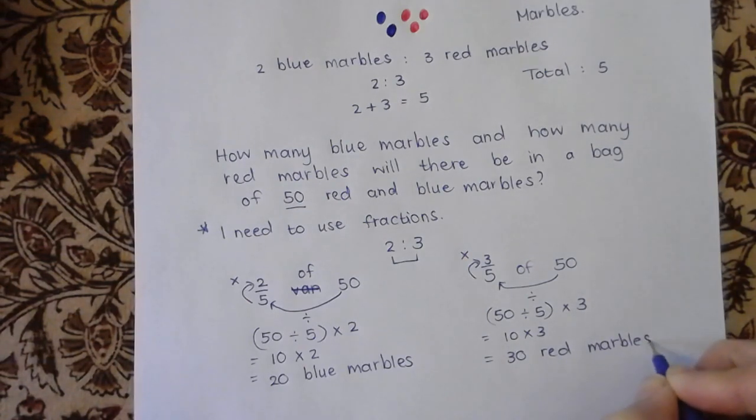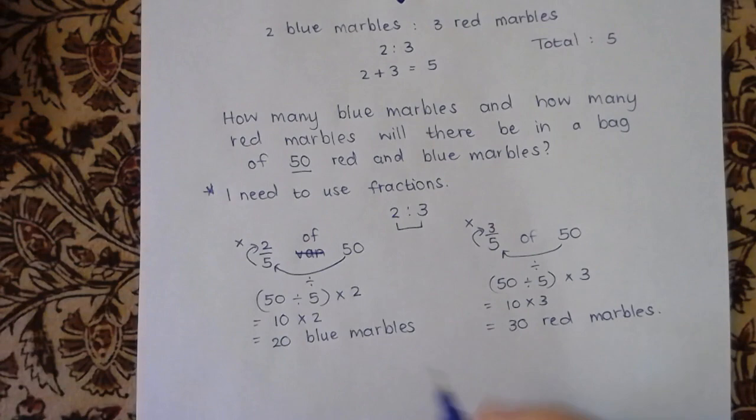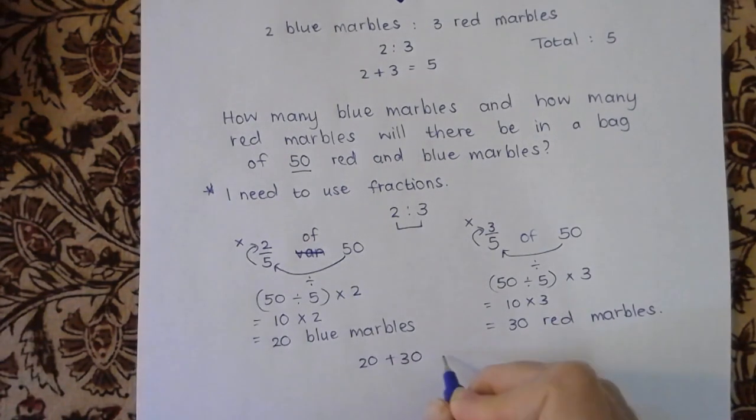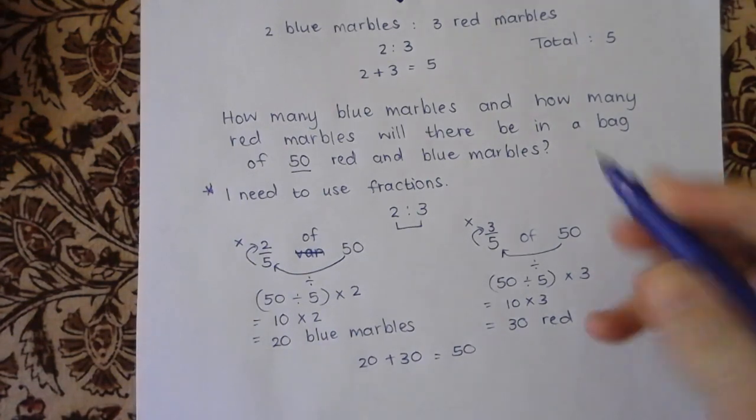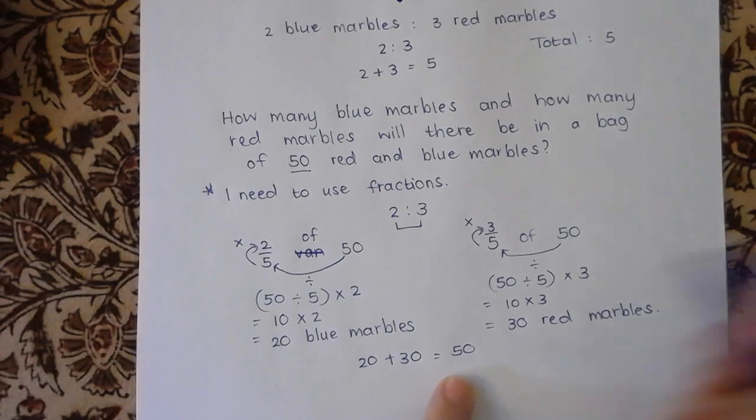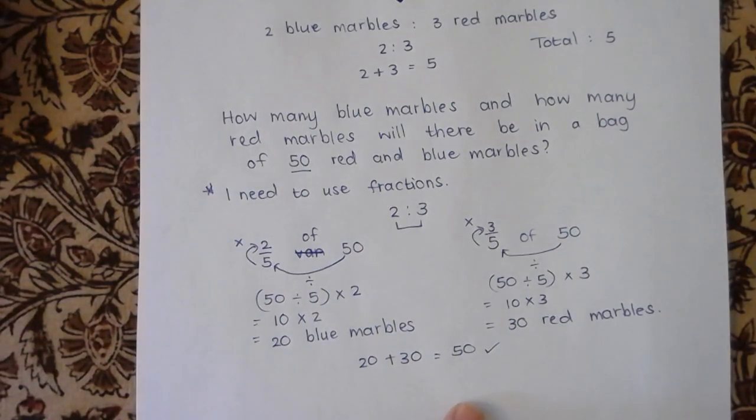So if you want to know if you calculated correctly, add the two answers together. 20 plus 30, that is 50. And that's the same number as the total that we've been working with. So now you know that you've worked it out correctly.